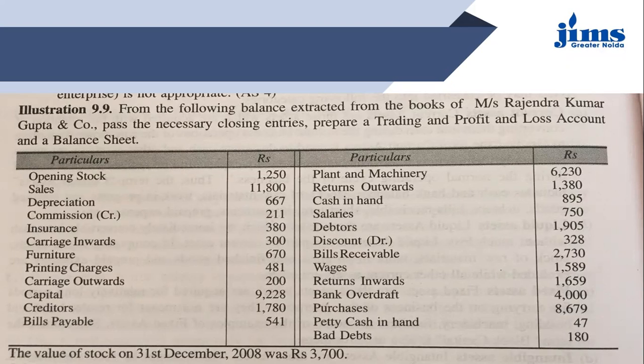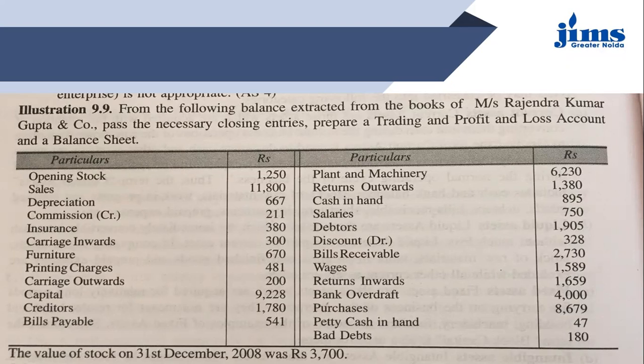So let's take up the entries here. There are a number of entries given here for the trading and P&L account. We'll take up the entries one by one, and then we'll see where each has to be considered. And last, you can see here the value of stock on 31st December 2008 was given. So I will tell you accordingly where to put the stock here. But you must be remembering in the previous session, we talked about the opening stock and the closing stock. And I guess you remember that we put the stock in the trading account.